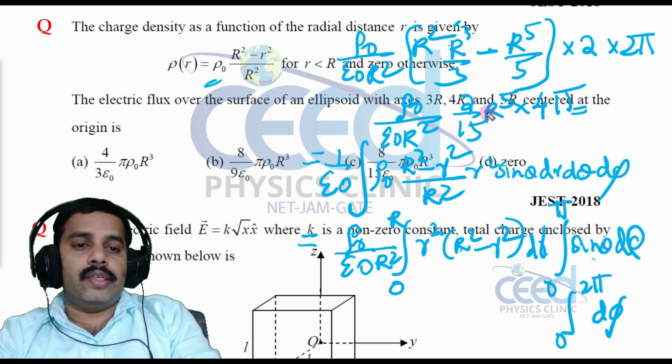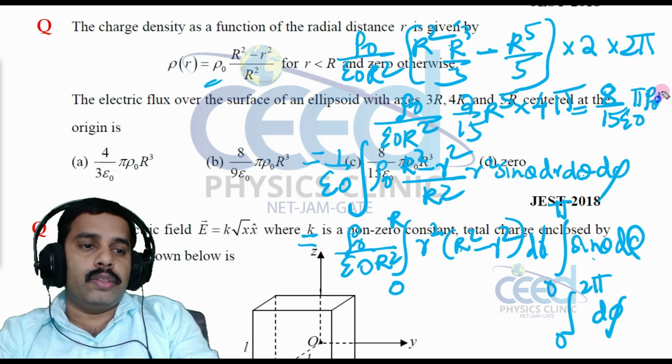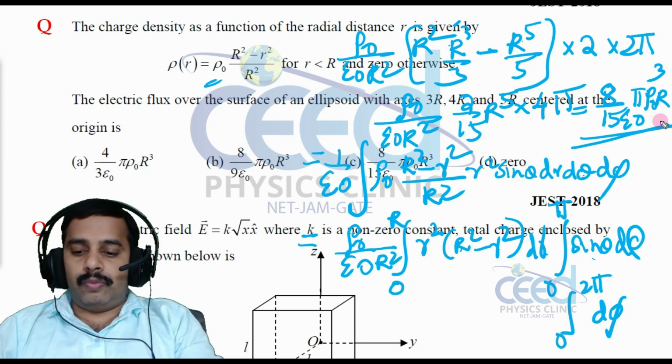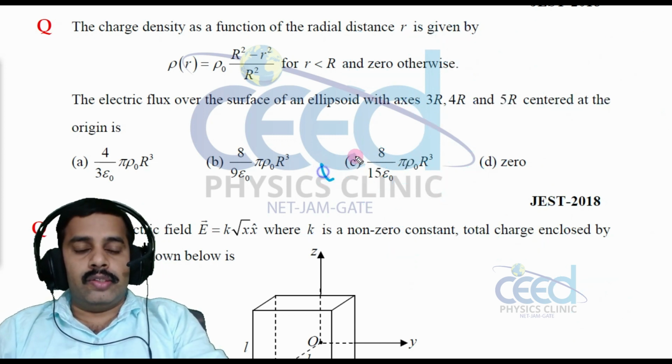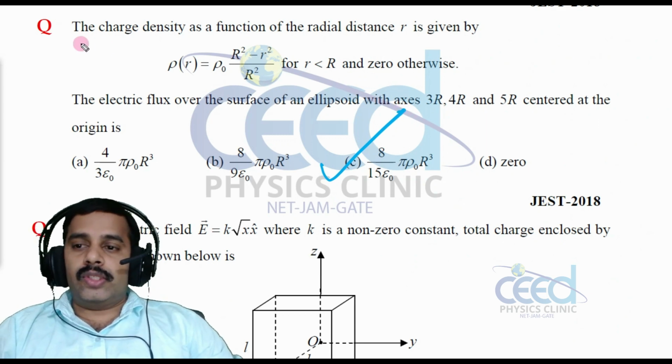This R square and R raised to 5 will combine. So 8 by 15 epsilon 0 pi rho 0 R cube. So which one will be the option? Option is C, C is the correct option. Alright. Now we have another question here.